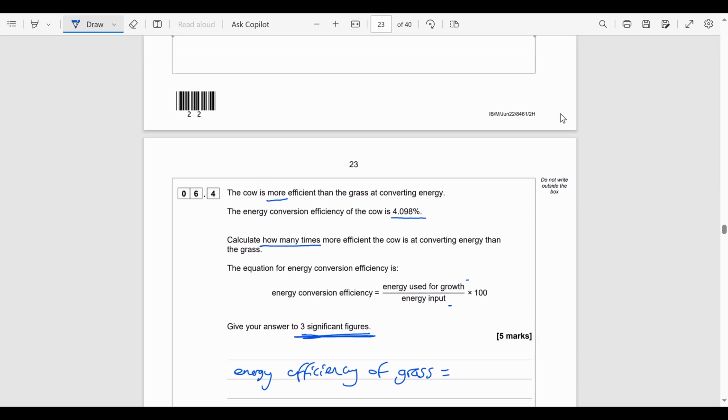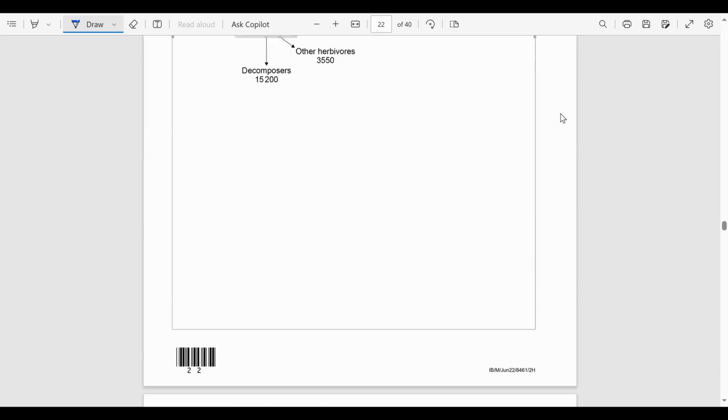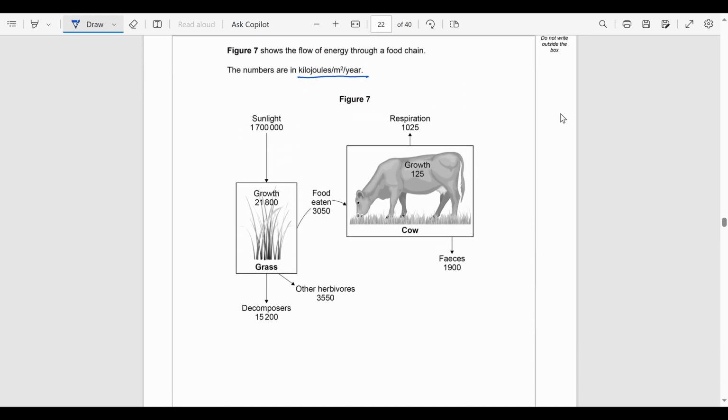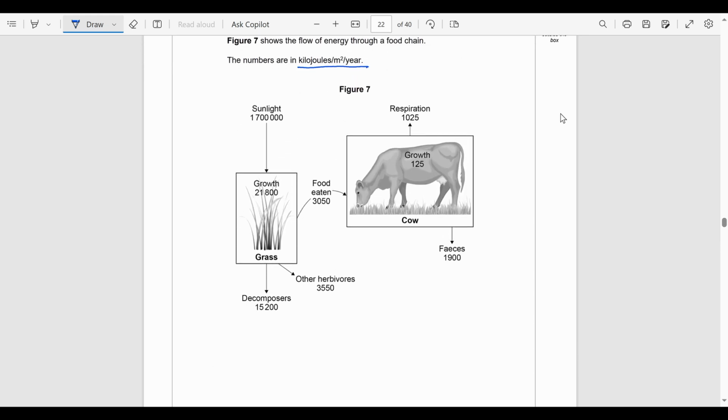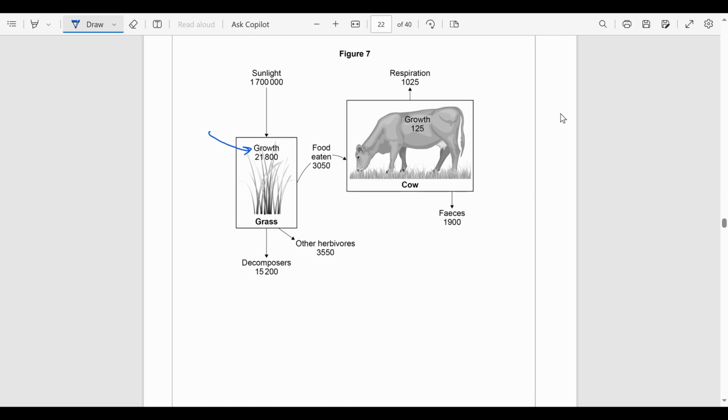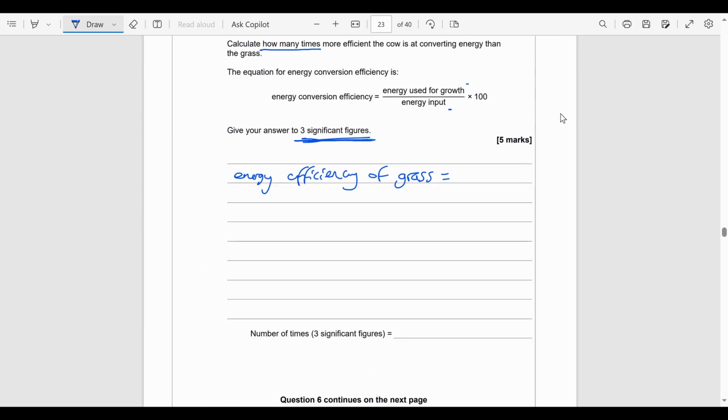So going back to our figure now, energy used for growth and energy input for grass. So here is our growth for grass, 21,800. There is our input, 1.7 million. So we would just need to plug that into our equation then. So 21,800 divided by 1.7 million.